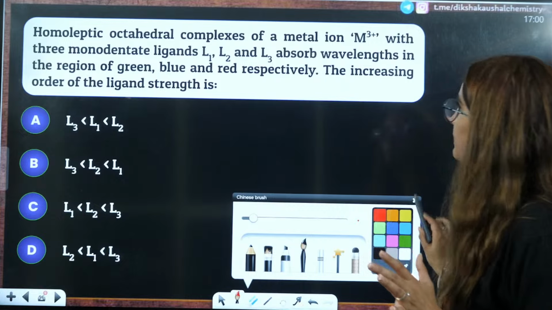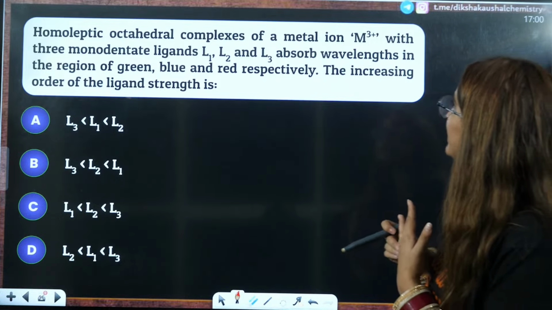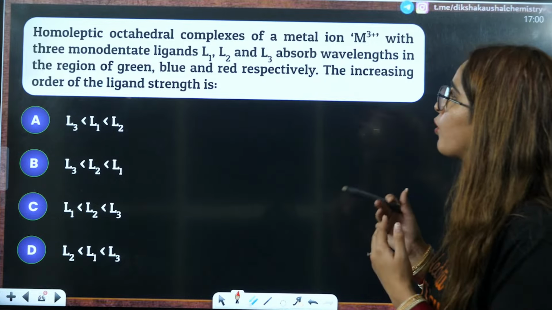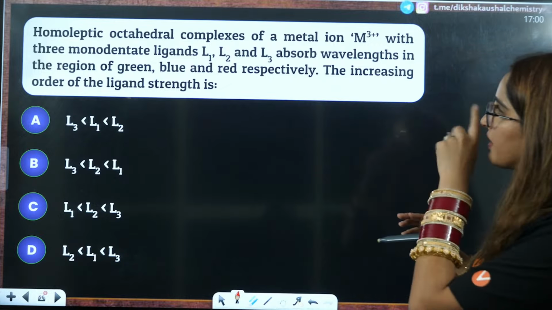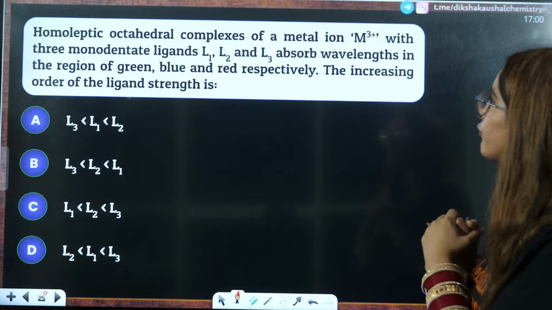Next is homoleptic octahedral complexes of a metal ion with 3 monodentate ligands. Homoleptic means only one kind of ligand is there.